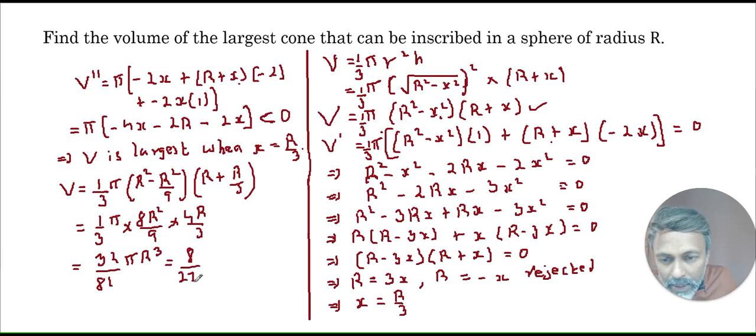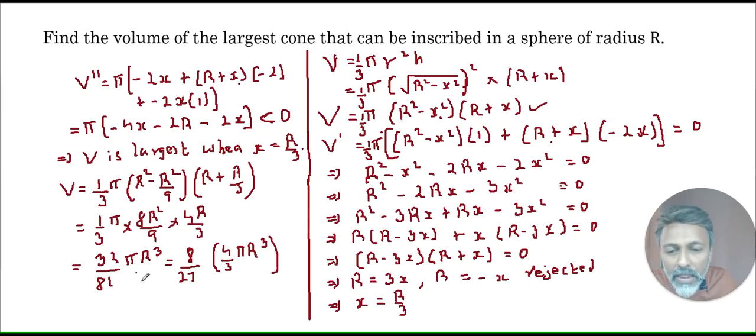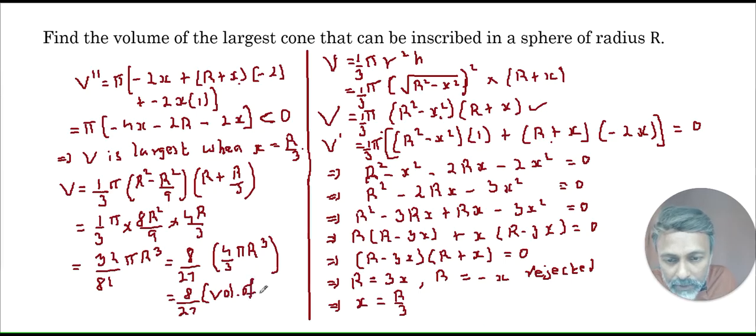We can also write this as 8 upon 27 times 4 upon 3 pi r cube. The reason is 8 4s are 32, 27 3s are 81, and 4 upon 3 pi r cube is the formula for sphere. So 8 upon 27 times volume of sphere. This way also we can ask the question. This is the extra step that we have written. In exam, it was only asked us to write the volume of the largest cone, so we could have stopped at 32 upon 81 pi r cube. This is additional information in case the question is asked in this way.